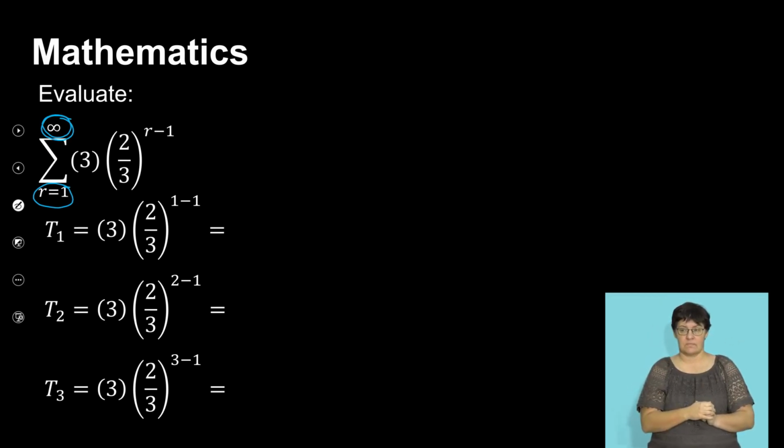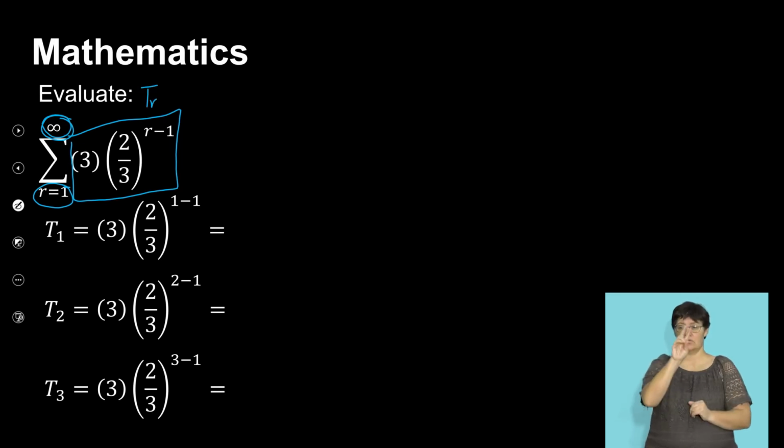So we can see that this sum has the TR of 3 times 2 over 3 to the power of r minus 1. Please remember everyone that for sigma sums, I have to calculate the value of the first 3 terms. Calculating the value of the first 3 terms will allow me to establish the value of A as well as the value of R. So I'm going to substitute in R is equal to 1, R is equal to 2, and R is equal to 3 in order to establish the first 3 terms of the sequence.